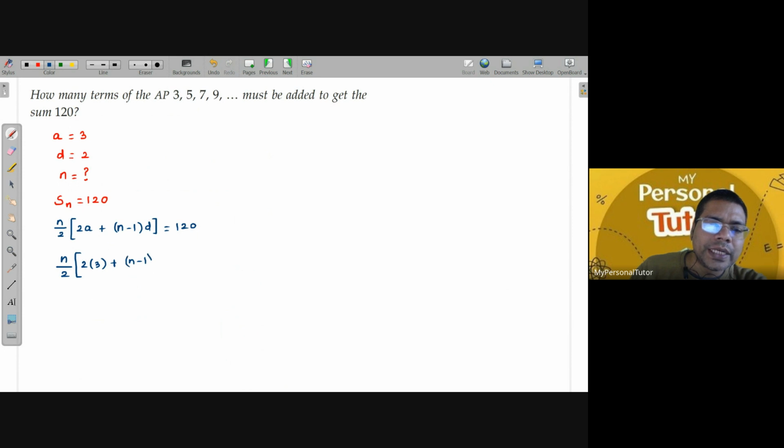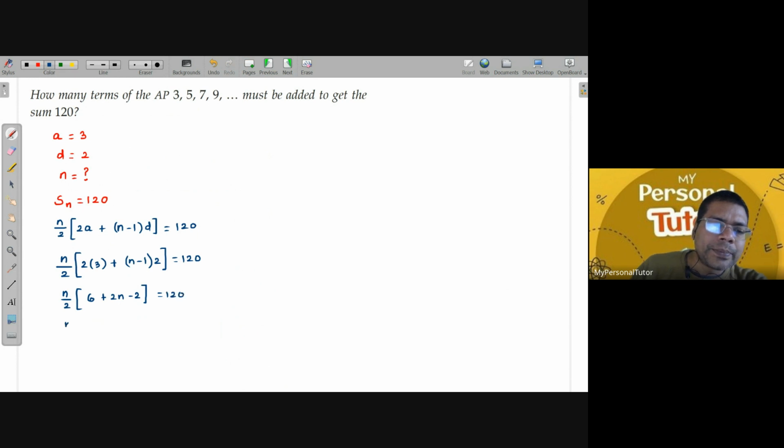What is the value of d? That is 2. Bracket close is equal to 120. Any confusion, Arohi? No, sir. Now this can be written as n upon 2 into 6 plus 2n minus 2, right, Arohi? Yes, sir. And that is equal to 120.